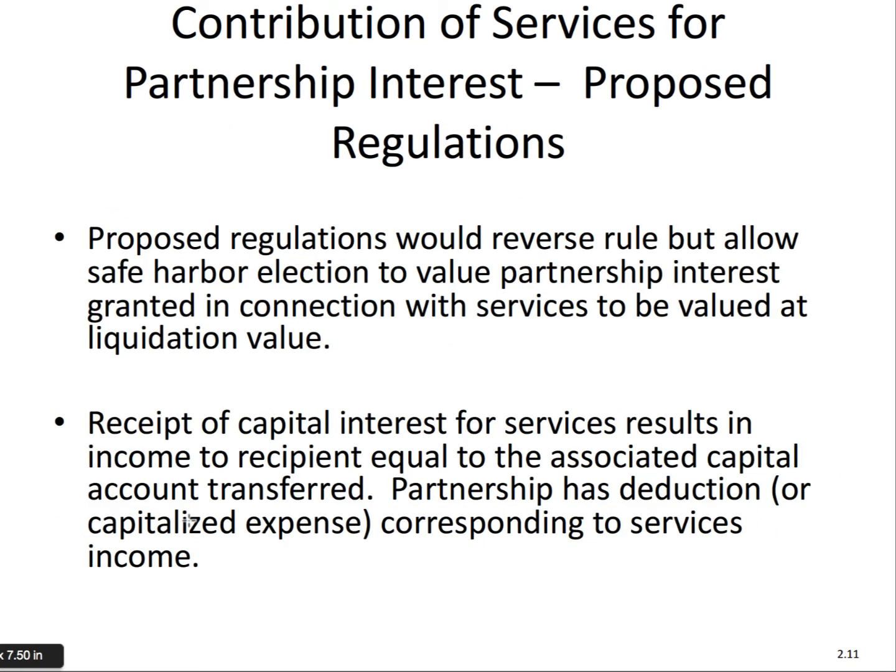So the current rule is under the proposed regulations. Now, I know they're proposed, but that's the safe harbor that we use. And the proposed regulations do not distinguish. They treat capital interests and profits interests the same. So the reason I brought up the distinction earlier is because, again, the rules used to be you distinguish, now you don't. So proposed regulations would reverse the rule, but allow a safe harbor. So we use these today, even though they're proposed and they're not final regulations, because it's a safe harbor.